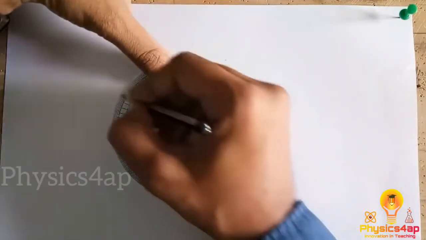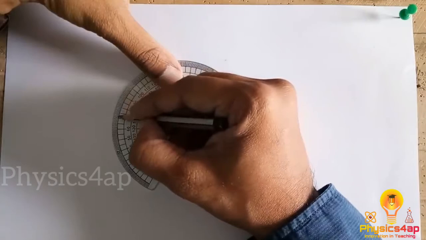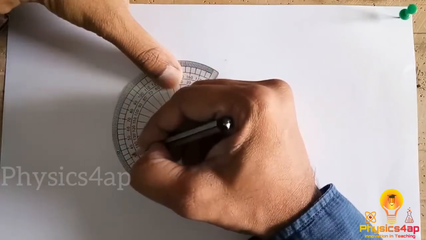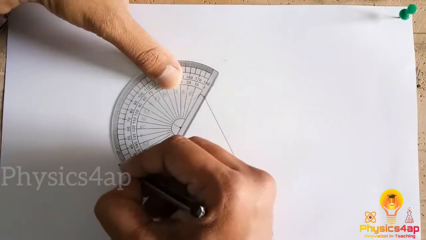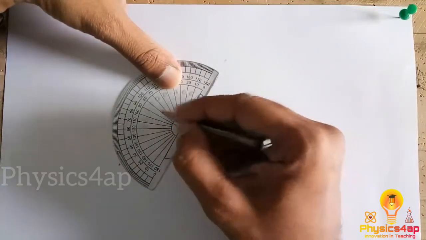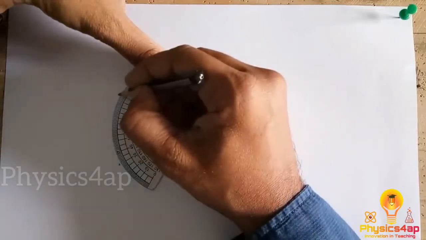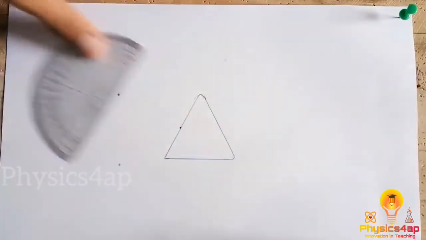So we know that the normal would be 90 degree. So this is 90 degree. So 10, 20, 30, 40, 50, 60. So the 60 degree would be over here. We are not measuring the angle from here, otherwise it would be 30 degree. We are measuring the angle from 90 degree to 30 degree. That's why it is 60 degree. Mark a point on 90 degree as well.